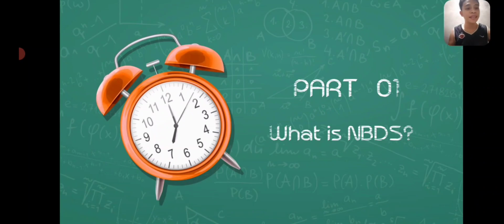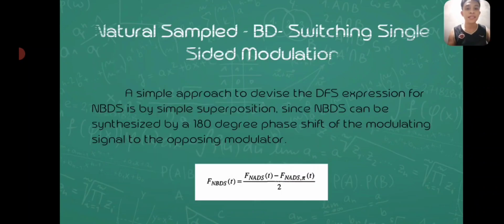First, what is NBDS? NBDS, natural sampled BD switching single-sided modulation, is a simple approach to devise the DFS expression for NBDS by simple superposition, since NBDS can be synthesized by a 180-degree phase shift of the modulating signal without an opposing modulator.